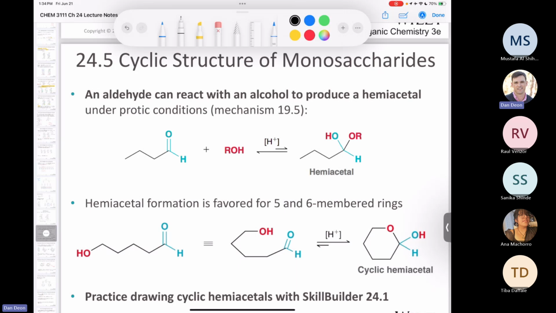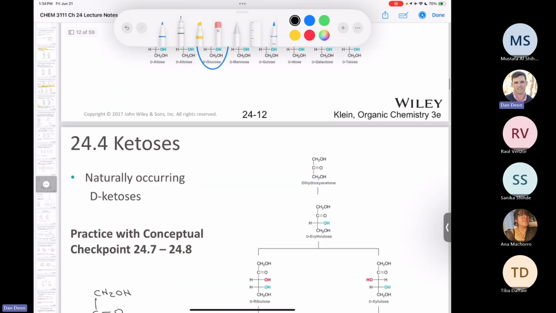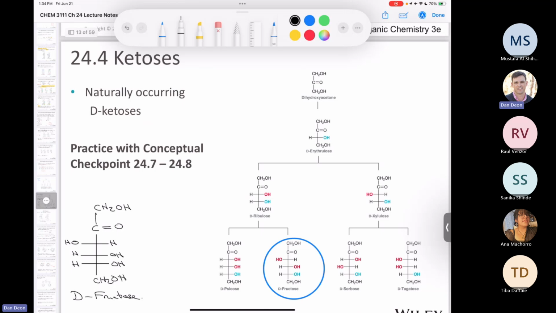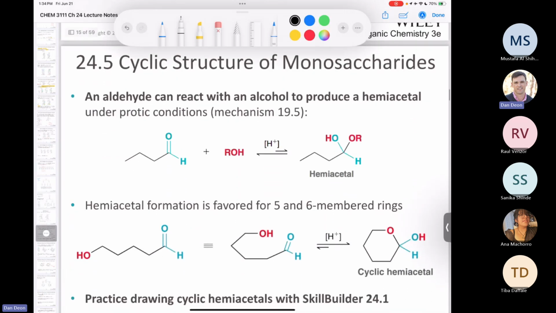We know that in Fischer projections, the most oxidized carbon is drawn towards the top. We looked at the whole family of aldoses and the whole family of ketoses. I told you I'll give you both of these in the handout for your quiz, so you don't have to memorize the structure of any of these. We talked about how to designate a chiral center as being R or S. So if the hydroxyl is on the right-hand side, then it's going to be an R compound, and vice versa would give you an S compound. All right, so that's quite a bit of information, but let's move on.